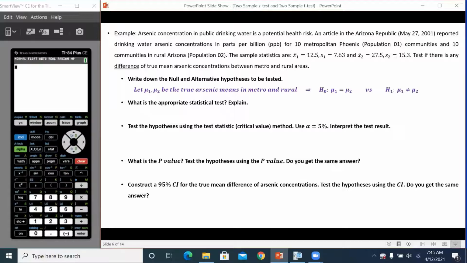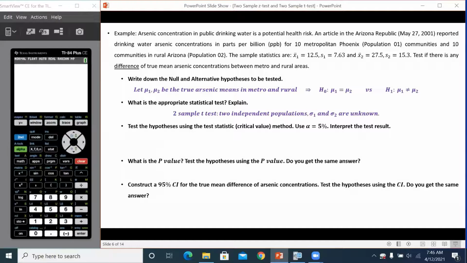All right, the next question. What's the appropriate statistical test? Explain. For this one, we have to do a two-sample t-test because we have two independent populations and the population standard deviations, sigma 1 and sigma 2, are not given. Next question. Test the hypothesis using the test statistic critical value method. Use alpha equals 5%. Interpret the test result.